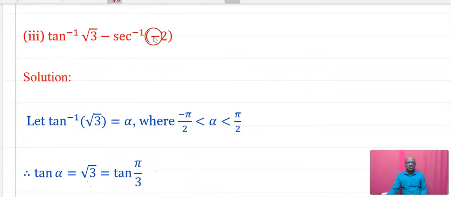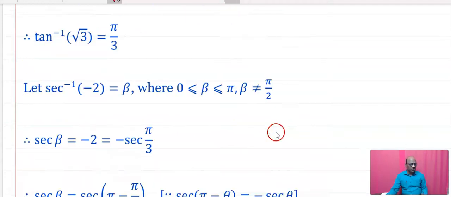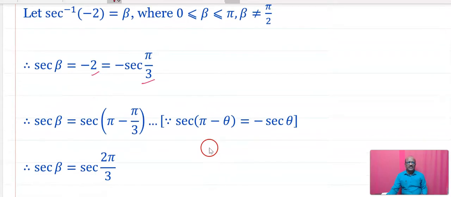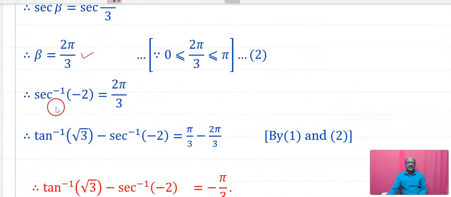Next, sec inverse of minus 2. Let sec inverse of minus 2 be beta. And the value of beta lies between 0 to pi, where beta is not equal to pi by 2. Therefore, sec of beta is equal to minus 2, and 2 is the value of sec of pi by 3. Again, by the allied angle, sec of pi minus theta is minus sec theta. Using this, sec of beta is equal to sec of pi minus pi by 3. If we simplify this, then you will get sec beta is equal to sec of 2 pi by 3. And that's why beta is equal to 2 pi by 3. Hence sec inverse of minus 2 is equal to 2 pi by 3.